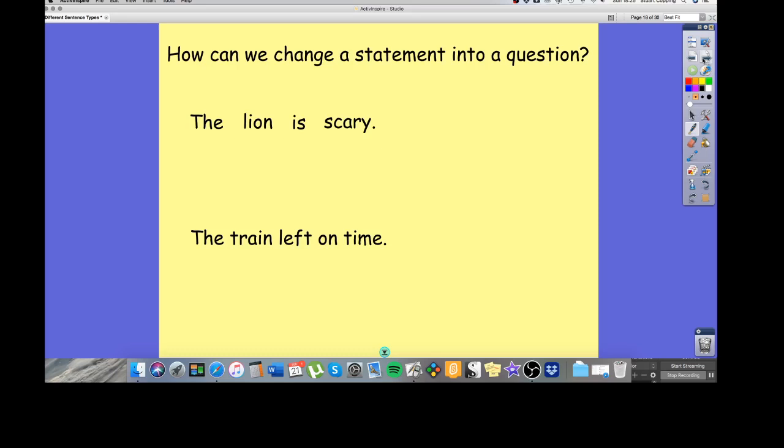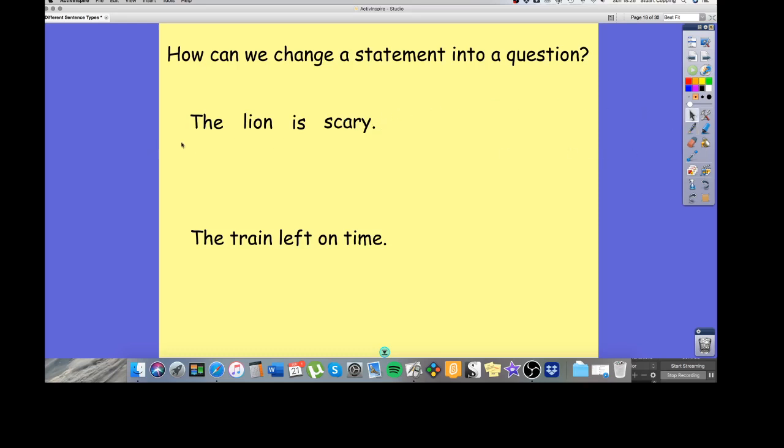If you've got the year 1 sheet stuck in, well actually everybody can just listen to this because this is important. So, I've got 2 sentences here. The lion is scary and the train left on time. We're going to change those statements because these are 2 things that are stating a fact. They're telling us something. The lion is scary, the train left on time. We're going to change them into a question.